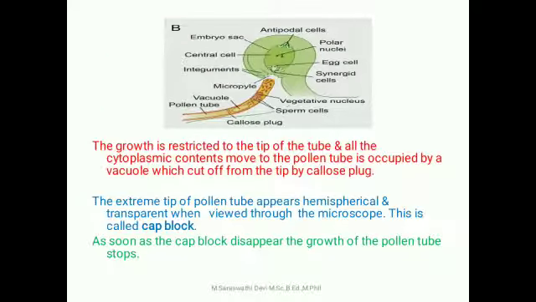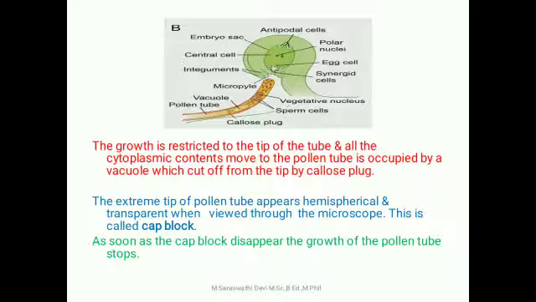The growth is restricted to the tip of the tube, and all the cytoplasmic content moves into the pollen tube. The rest is occupied by one vacuole, which is cut off from the tip by the callus plug. See the picture: the vacuole, then the callus plug. The vacuole is cut off from the tip region, and that portion is called the callus plug.